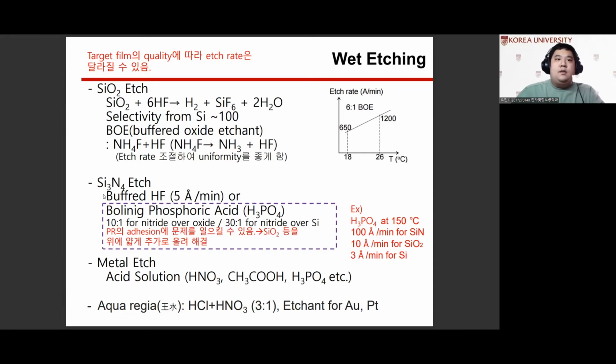To etch the silicon nitride, we can use hydrogen fluoride or boiling phosphoric acid. To etch metals, we can use acid solutions, or aqua regia to etch out the gold and platinum.